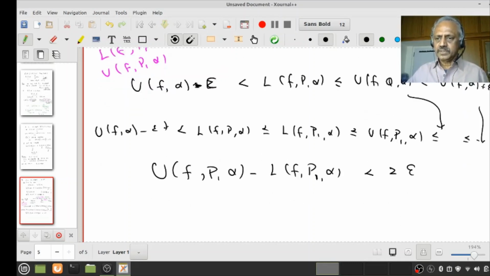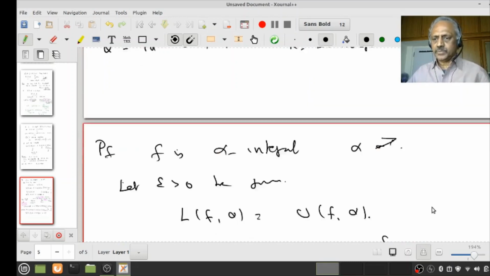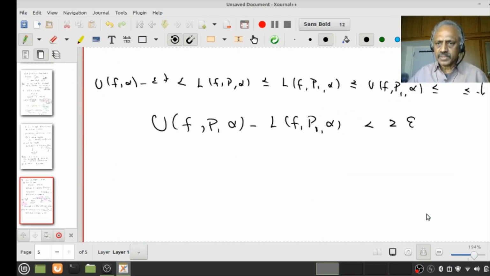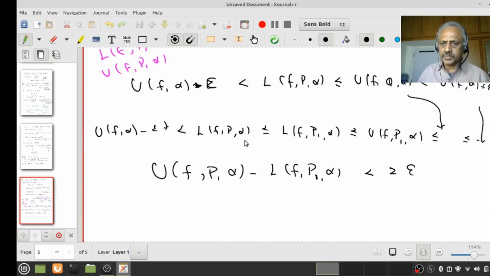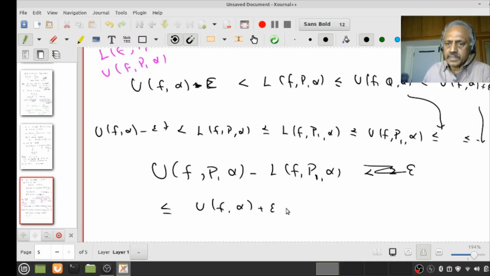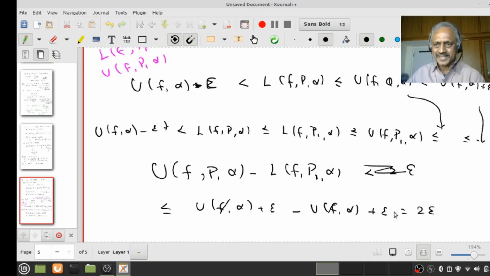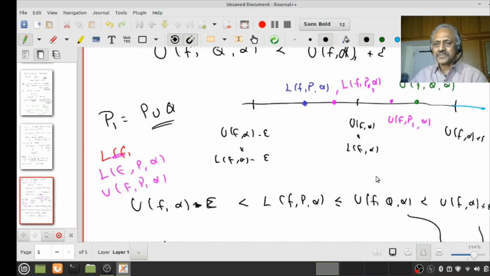Have you understood? So, if you wanted, I could have taken epsilon by 2 somewhere above. If you don't like this geometry, you can again use that. UFP1 alpha is less than or equal to UF alpha plus epsilon, and LFP1 alpha is greater than this, therefore minus of that will be less than minus of this, therefore minus UF alpha minus of minus epsilon is plus epsilon. Okay, this is a very boring way of doing mathematics, but look at the geometry, it very quickly told us.